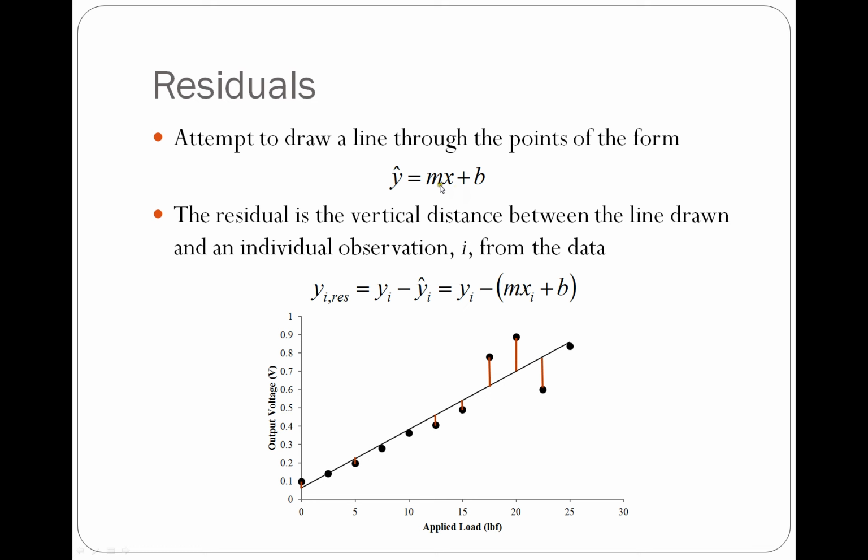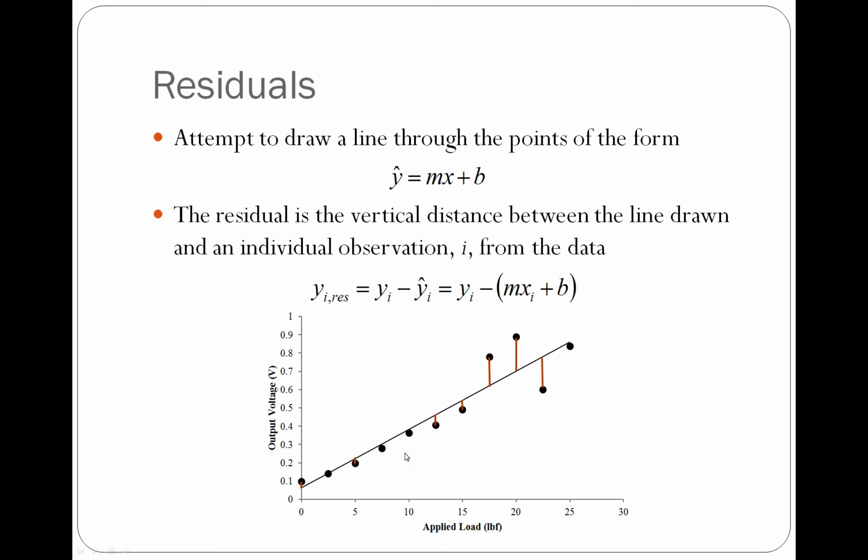So here, x is our input load, and y is our output voltage. Okay, so we have a trend line with a slope and an intercept, m and b, and we say, all right, at 15 pounds load, we have this data point right here, which is y sub i. All right, but our trend line, the mx plus b, tells us that we should get something slightly higher than what we actually measured. And that's the residual.